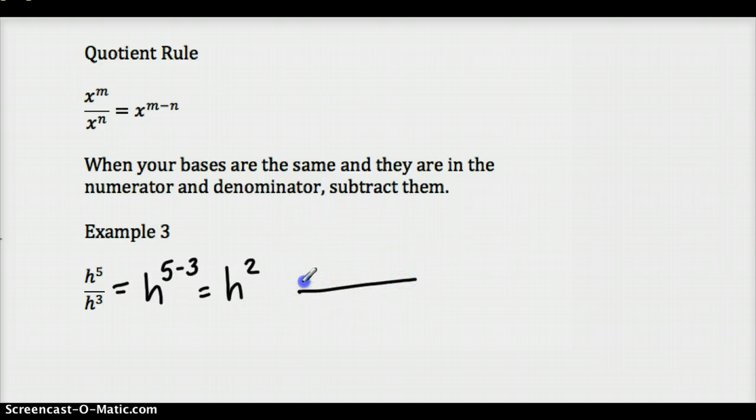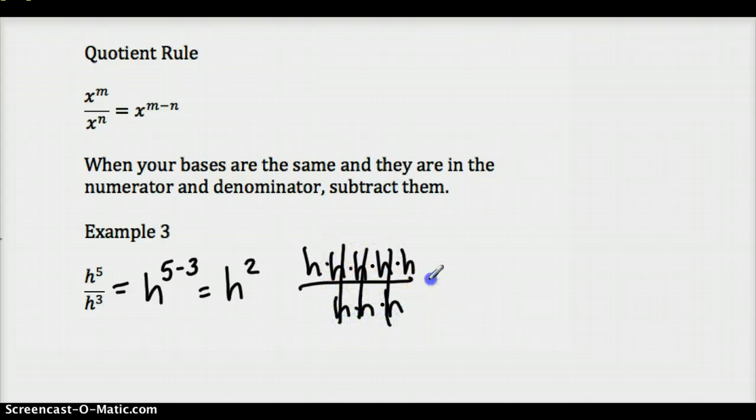Now, how I like to teach this is the first time I do it, I will write these out. H to the fifth is h times h times h 5 times. And then h to the third is 3 of those. And when I have a fraction and I have the same letter on the top and the bottom, I can go ahead and cross those out. So what that leaves me with is h to the second on the top, because I have 2 on the top. I can put that over 1, but the 1's not necessary.